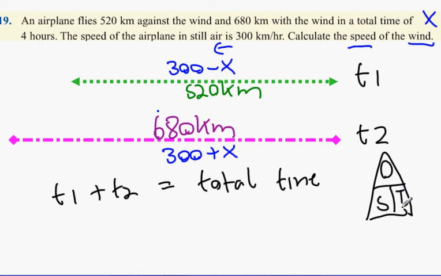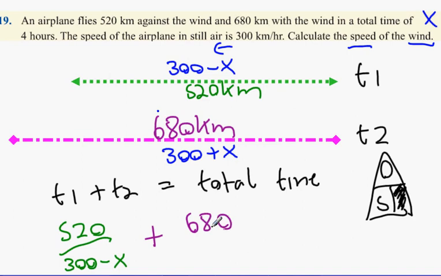Now remember your DST formula, and what this basically means is we're looking for time. Block out time: distance over speed. So T1 therefore is distance divided by speed. This is the green journey, which is going to be 520 divided by 300 minus x. The second journey, which is the pink journey, is going to be 680 divided by 300 plus x. And this will all equal the total time of 4 hours.